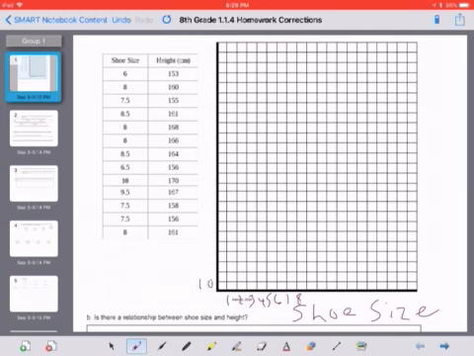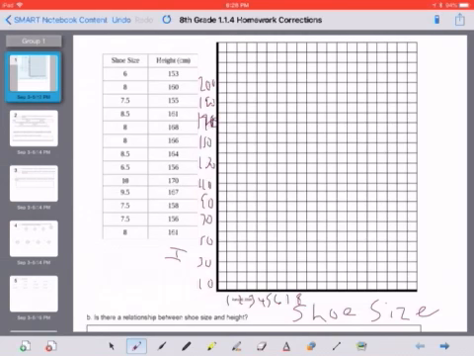So 10, 20, 30, 50, 60, 70, 90, 110, 130, 150, 170, 190, 200, going up the side. And the side represented my height. I'm just going to label it with an H to show that it represents height.